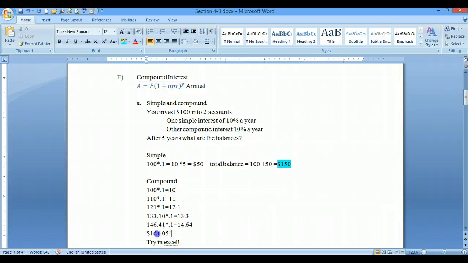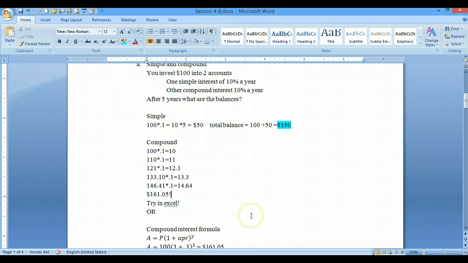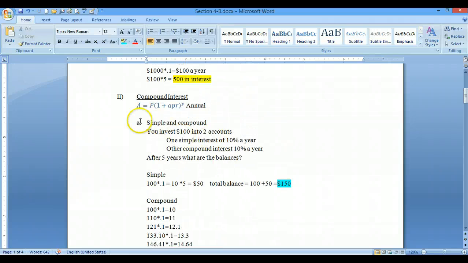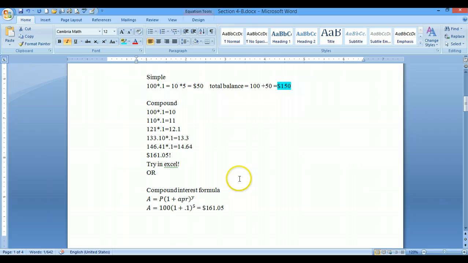$161.05. It was the same. So Microsoft Excel can really speed things up for you, especially on your homework supplements. Let's move on. So here is our, you could also use your compound interest formula, which we gave to you up here. A equals P times the quantity 1 plus APR raised to the y.